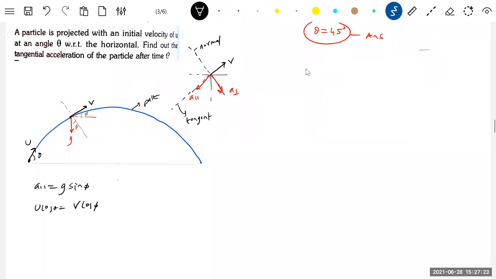Further, what is v? The speed of the object at that particular position. This also is assumed, no? Find out the tangential acceleration of the particle after time t. So this v sin phi should be equal to u sin theta minus gt. What is our question? A parallel is needed. And the phi I should bring in terms of theta.